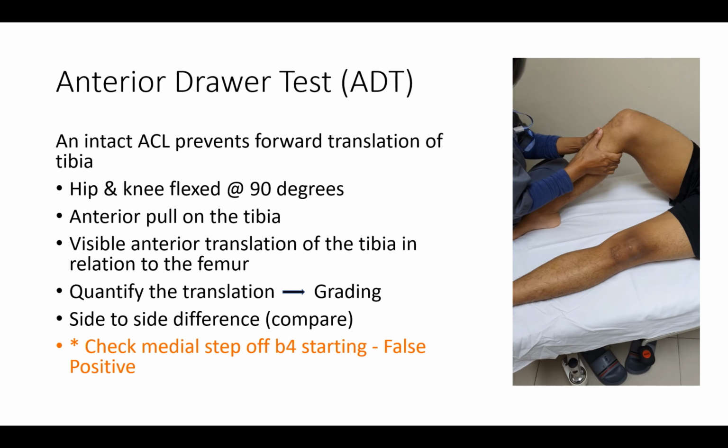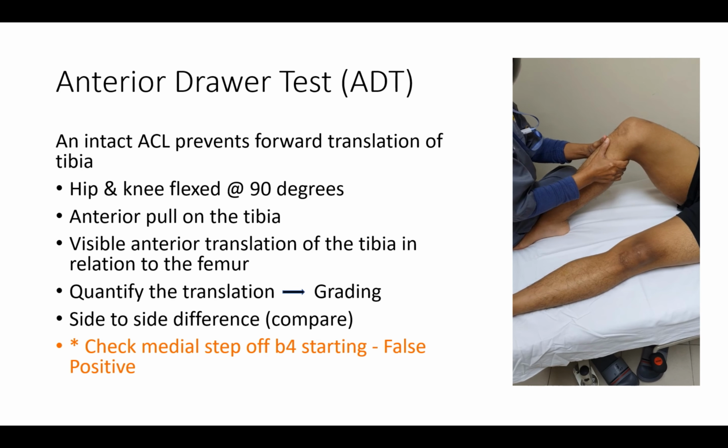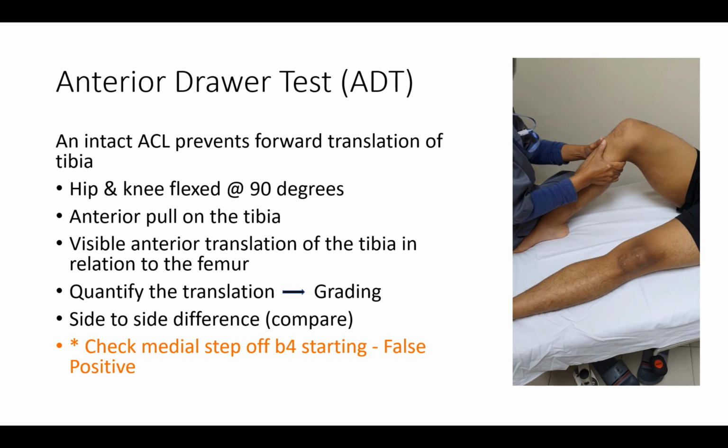An intact ACL prevents forward translation of tibia. We know that the main function of the ACL is to prevent forward translation of tibia at all angles of knee movement. So based on this fact, this anterior drawer test is aimed to reproduce the symptom. With the hip and the knee flexed at 90 degrees and the foot stabilized, an anterior pull on the tibia is applied. Similar to Lachman test, making sure that the medial step off is normal before starting is essential, or else a false positive ADT is the result.